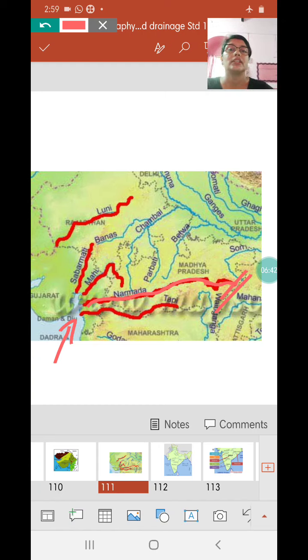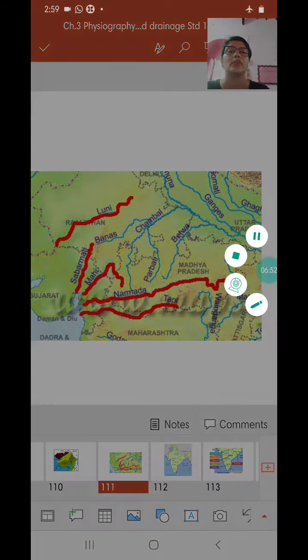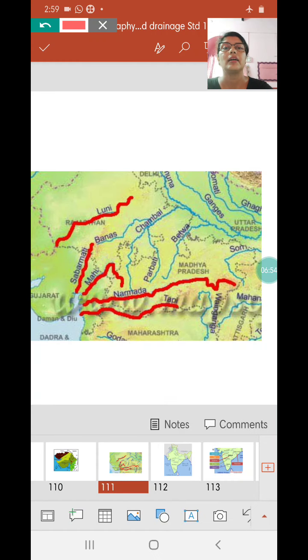Talking about Tapi. Tapi originates in the Satpuras, again in Madhya Pradesh, flows westward, then it enters Maharashtra. If I erase this, you'll be able to see. Starting in Madhya Pradesh, then flowing into Maharashtra for some time, and then enters Gujarat and empties its water in the Arabian Sea. So these two major west flowing rivers are also important rivers.